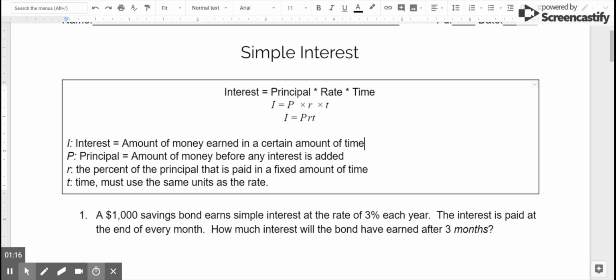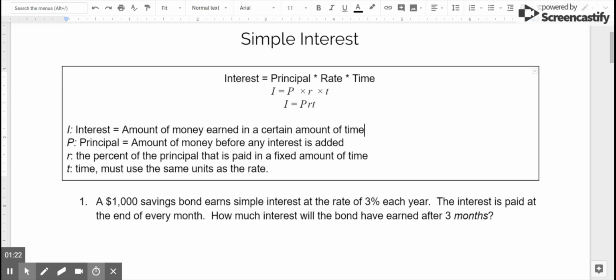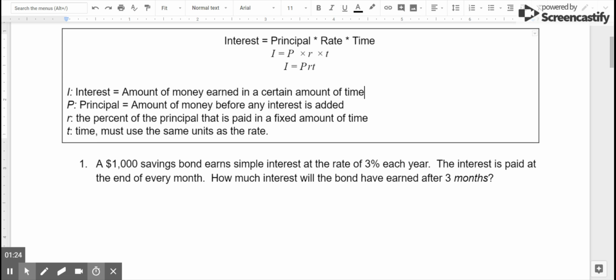And T stands for time. And we must use the same units as the rate. Typically, we're going to use years to measure the time. So let's take a look at some problems and figure out how to solve this.